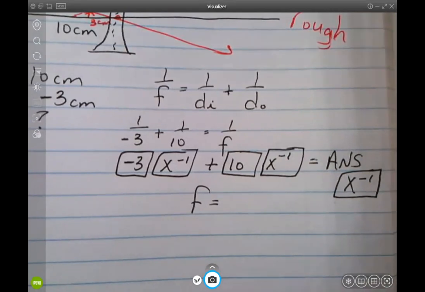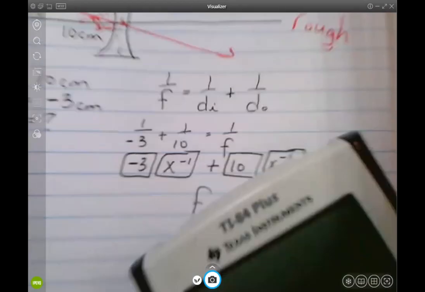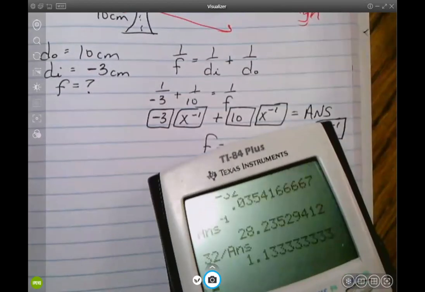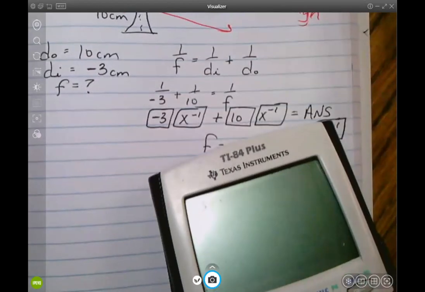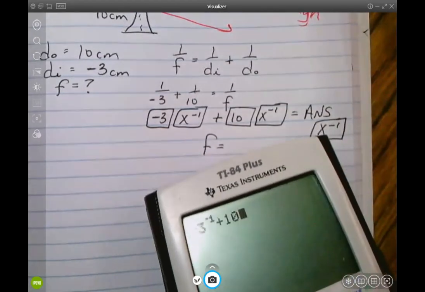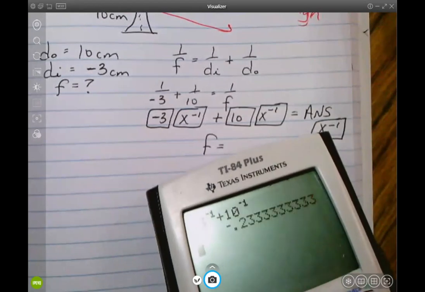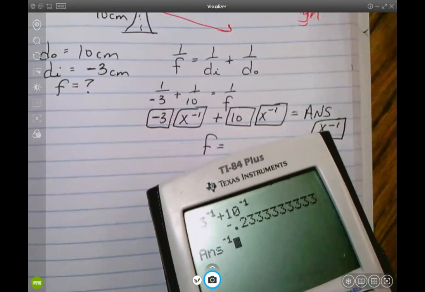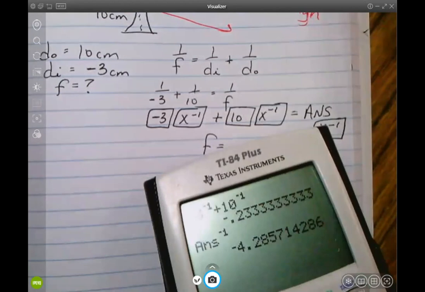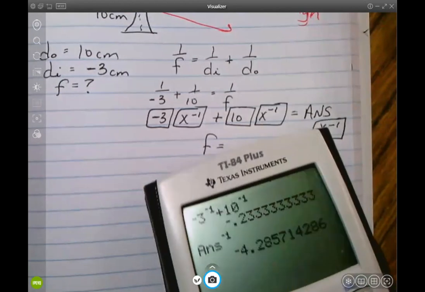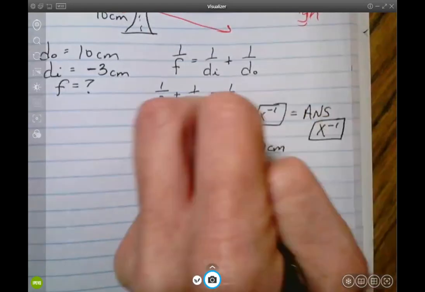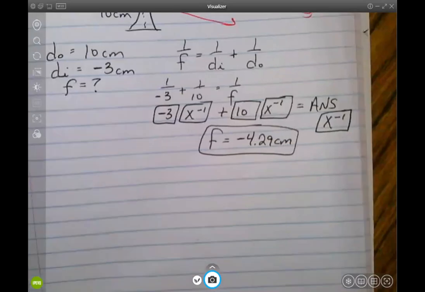Here, let me show you how to put this in for those of you who still didn't catch that. So what we're going to do: -3, x to the -1, plus 10, x to the -1, equals. Once you get an answer, you have to take the reciprocal of that answer, and you get negative 4.29 centimeters. Now, does it make sense that that's negative?